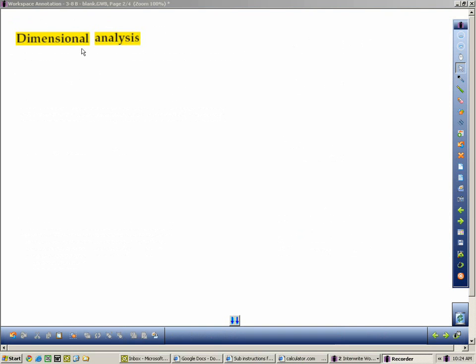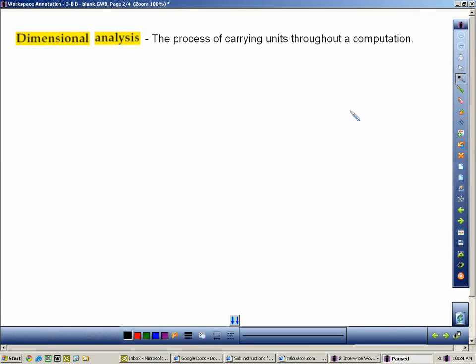In this section we learn about a new concept, a new vocabulary word, and that is dimensional analysis, the process of carrying units throughout a computation. What that means is when you have a problem or a computation that involves units, like 50 miles or something like that, rather than just using the 50, you actually include the M for miles, and you include that in the computation, and you do everything you would do with the number, also with the letter.